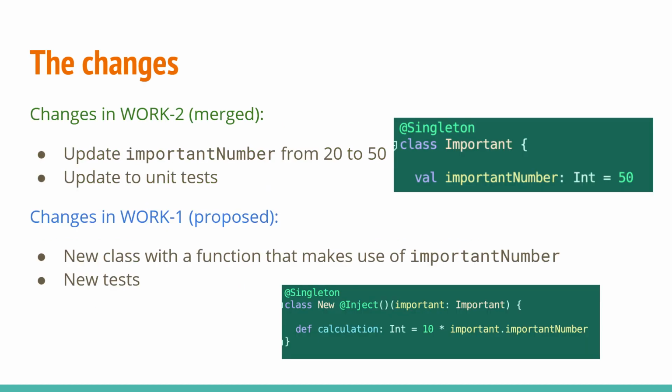The changes that were made on the work2 branch were as follows. A value in the important class, important number, was updated from 20 to 50, and the unit tests were updated to reflect this change. The changes that Bob is proposing on the work1 branch are the creation of a new class, new, and a new function, calculation, which makes use of the important number value via dependency injection. He also adds some unit tests for this new class.